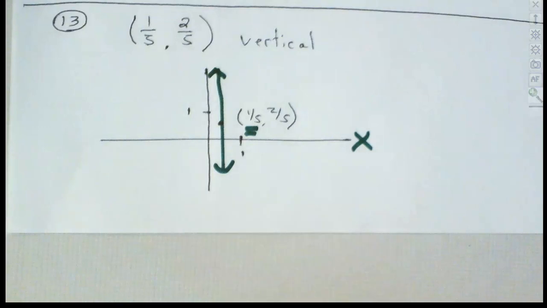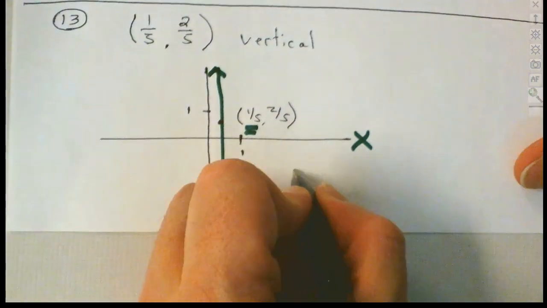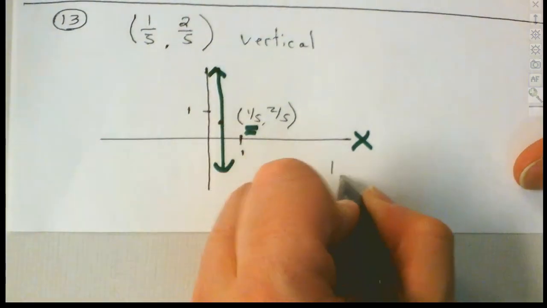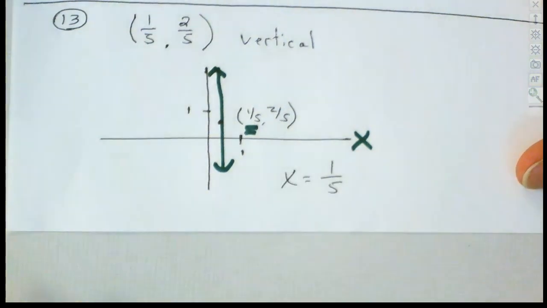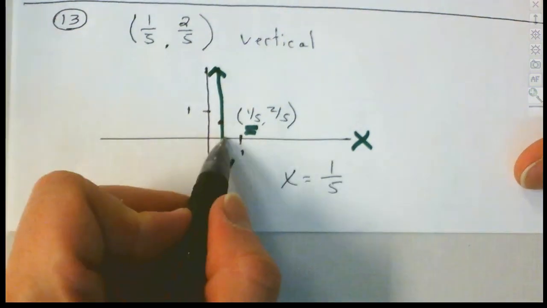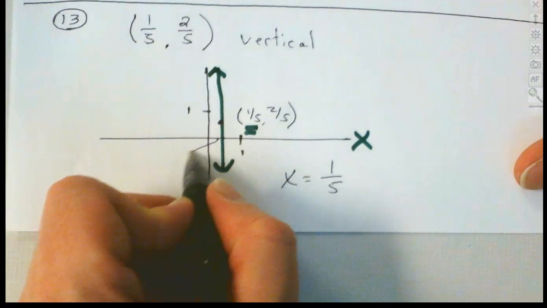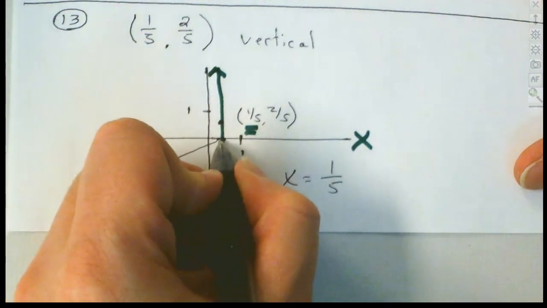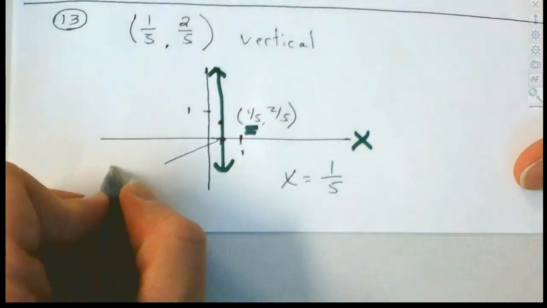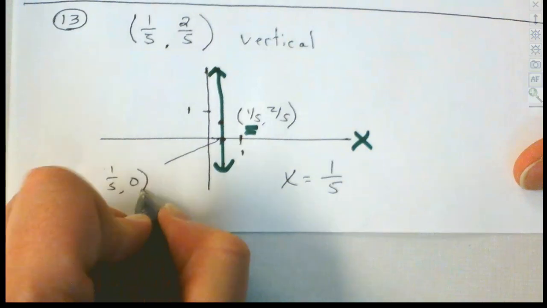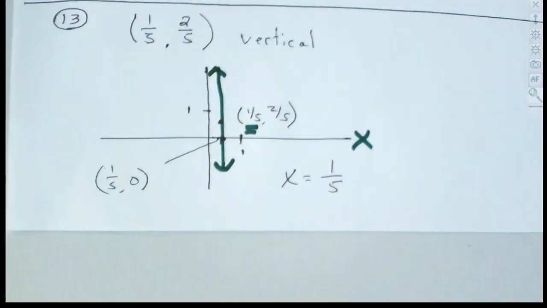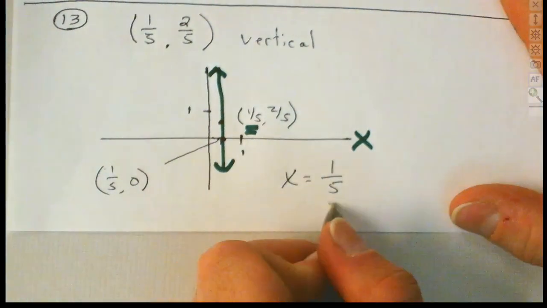It's an x line, right? It's vertical, and it would be x equals 1/5, because that's where it crosses the x-axis, right there. It crosses the x-axis right there at (1/5, 0). Never crosses the y-axis. It's a vertical line, so it's an x line.